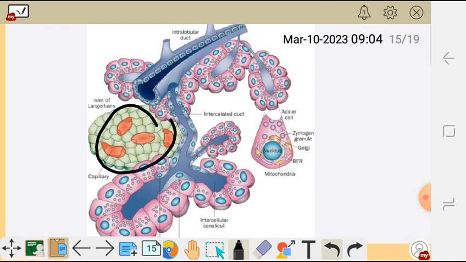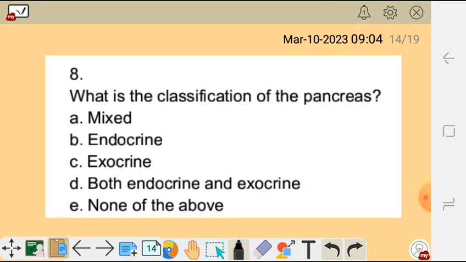We have the endocrine part, which is the islet of Langerhans, and we have the acini, which is the exocrine part. So it is classified as both endocrine and exocrine. So the correct answer is D for question 8.